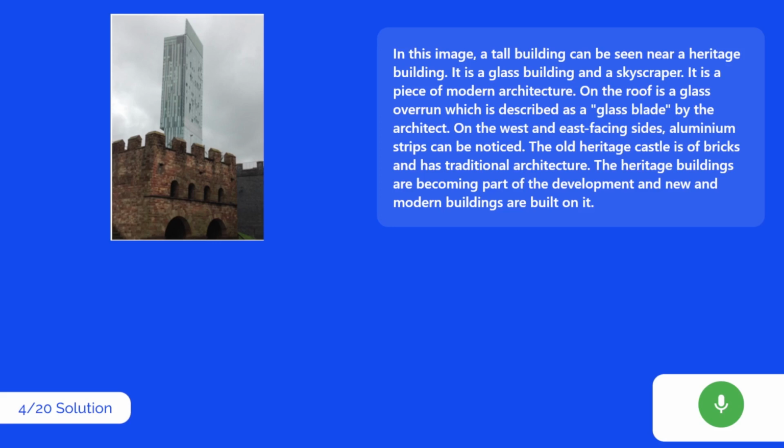On the west and east facing sides, aluminium strips can be noticed. The old heritage castle is of bricks and has traditional architecture. The heritage buildings are becoming part of the development, and new and modern buildings are built on it.